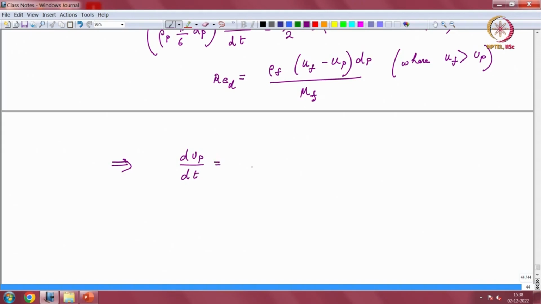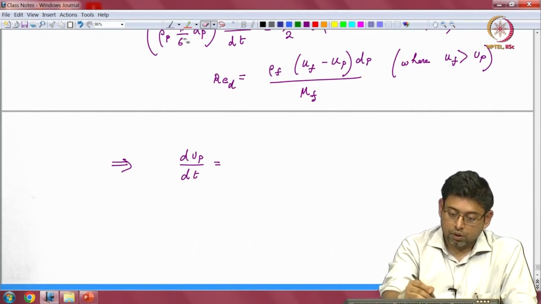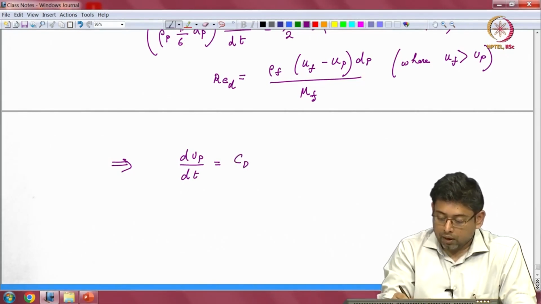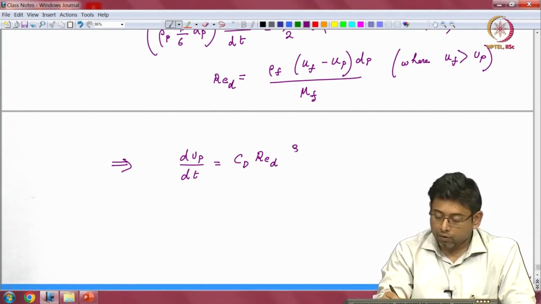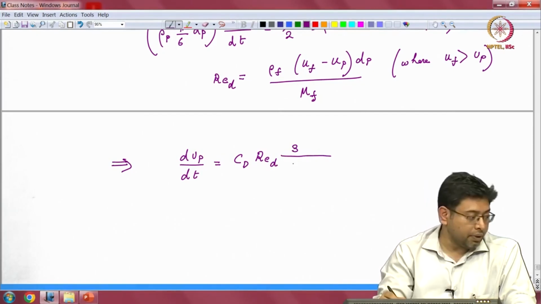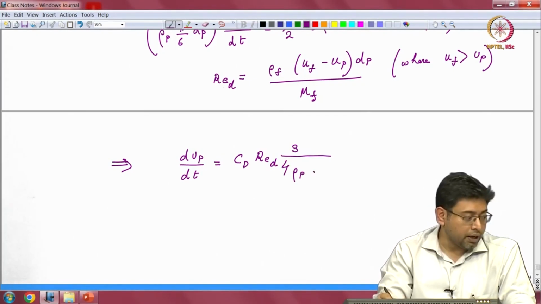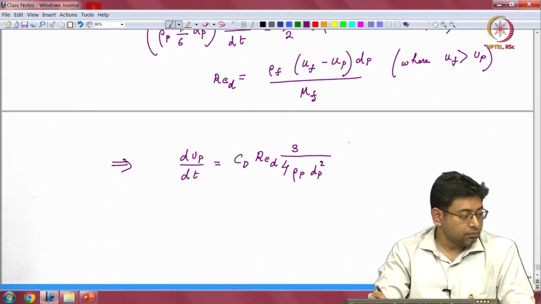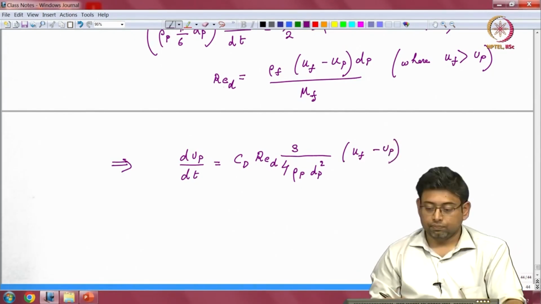On this side I am just going to retain my dUp term, which is the time derivative of the particle velocity, and here I am going to write my other terms, which will now include my drag coefficient and my Reynolds number. Once you do this simplification, I am going to simply write the completed expression right here, and I urge you to do this and make sure that my equation is correct. Okay.